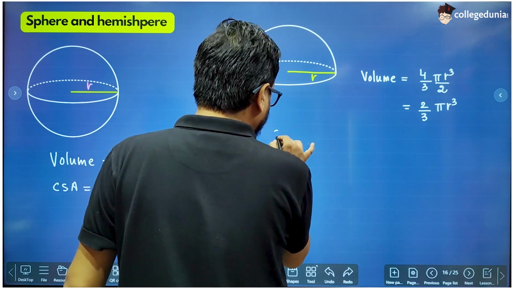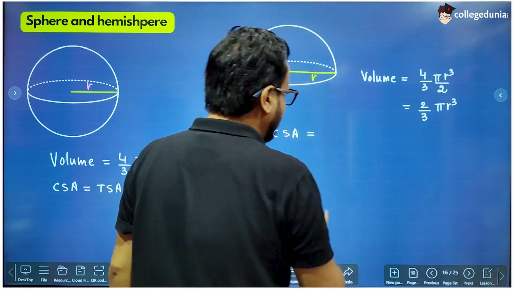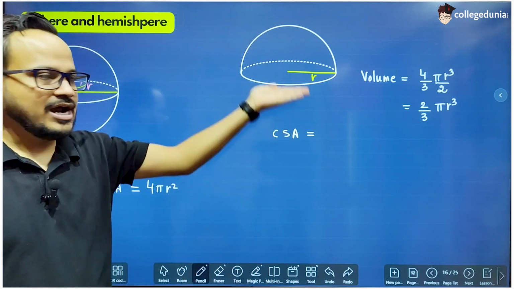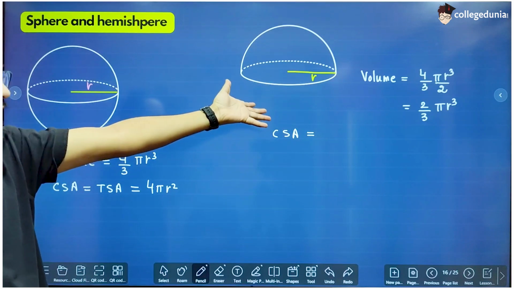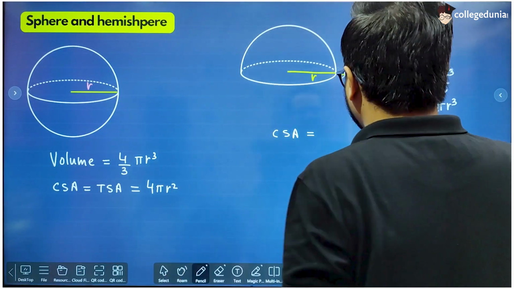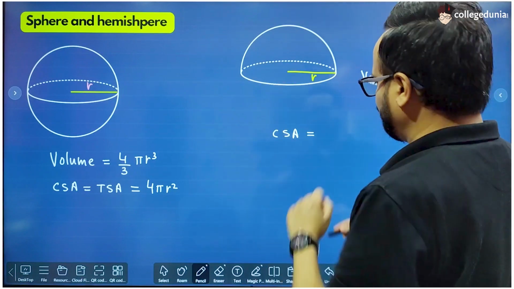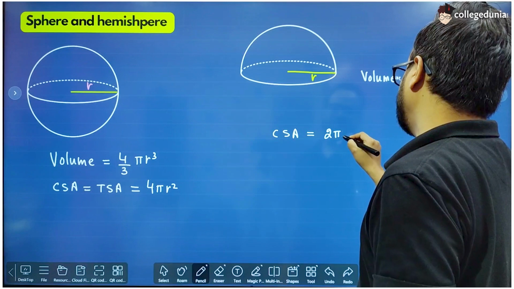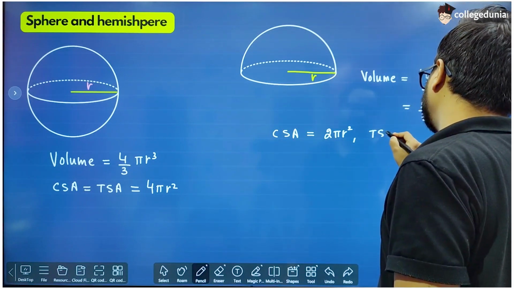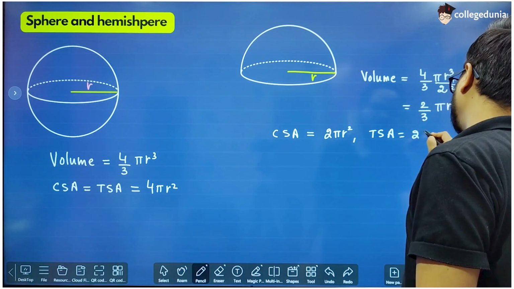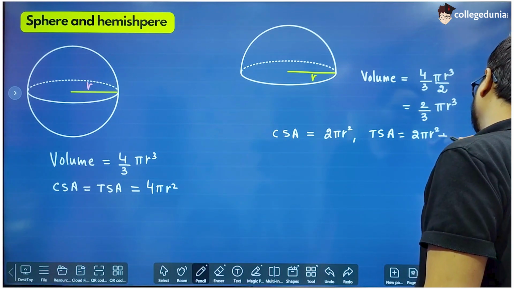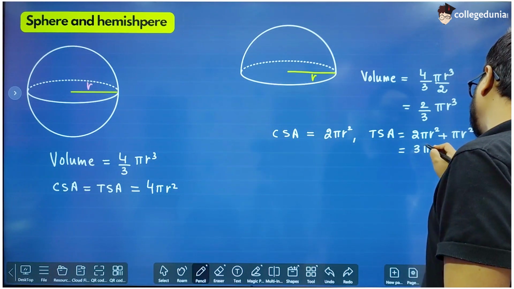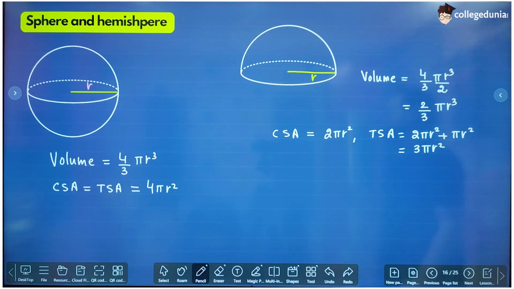And CSA, now this hemisphere has a flat portion also. The area of this circle, the base of this hemisphere, that is a flat region. So curved surface area is obviously half of 4 pi r square, that is 2 pi r square. And to find the total surface area, we will add this curved surface area with pi r square, which is the area of the base, which makes the total surface area as 3 pi r square.